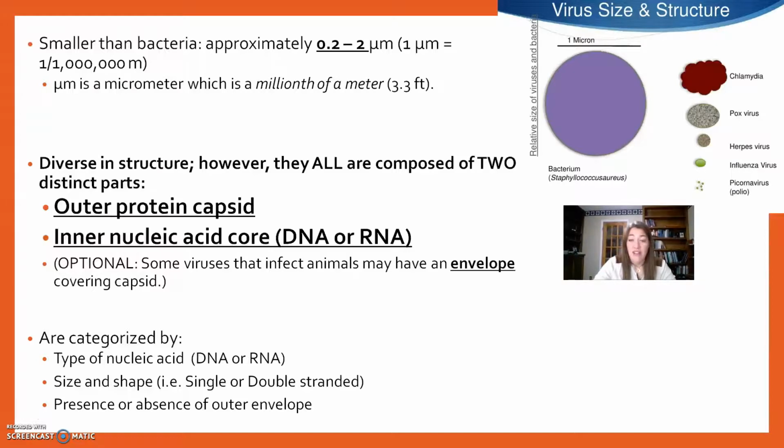Viruses are very diverse in structure. However, they all are composed of two distinct parts. The first one is an outer protein capsid. They also have an inner nucleic acid core. This could either be DNA or RNA. Some viruses that infect animals also have an envelope. So some animal viruses have 3 parts, but every virus has at least those 2 body parts, the protein capsid and the inner nucleic acid core.